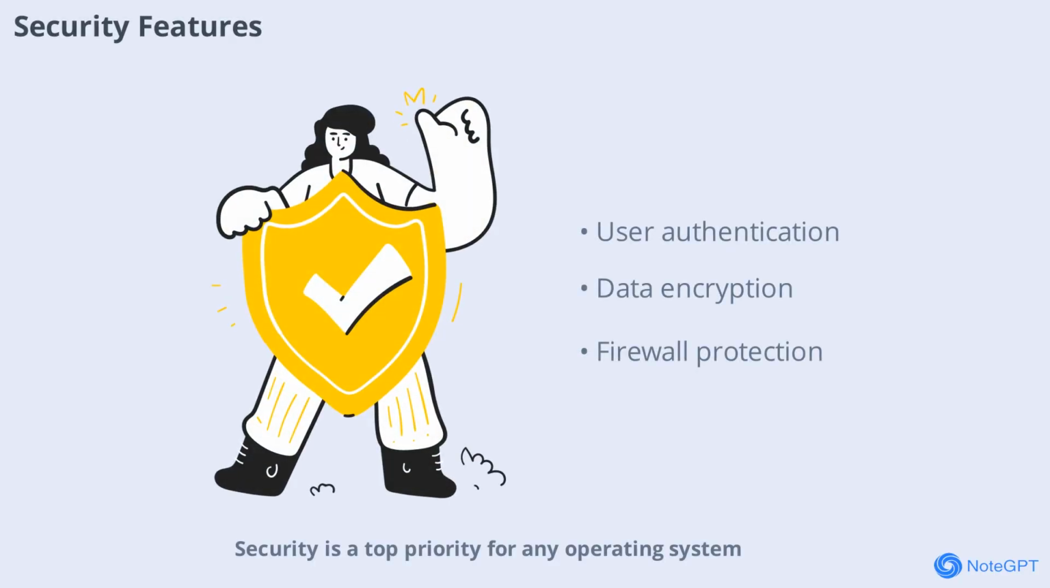Security is a top priority for any operating system. The OS includes features like user authentication, encryption, and firewalls to protect your data from unauthorized access and cyber threats. It manages user accounts and permissions, ensuring only trusted users can make changes to the system. Regular updates and patches help keep your device safe from new vulnerabilities.